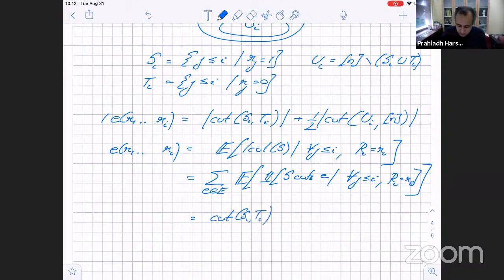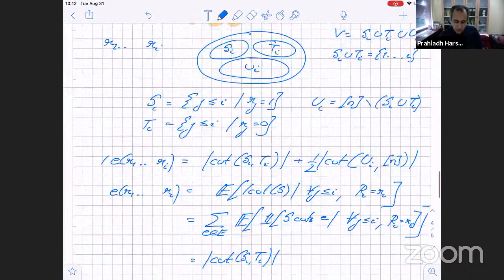There are various types of e's. If e is an edge between Si and Ti, it's cut. If e is an edge fully in Si, it's not cut. If e is an edge fully in Ti, it's not cut. Now look at every other edge. What are the other edges? All the other edges have at least one endpoint in Ui. And for each of them, there's exactly a probability of half that they will be cut.